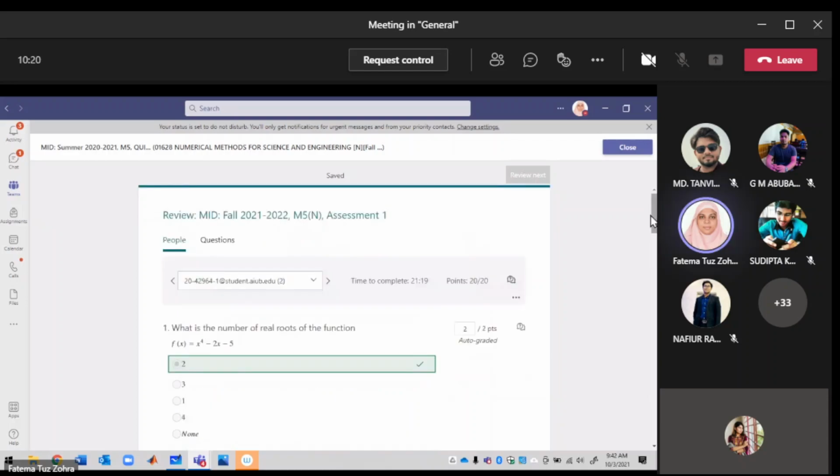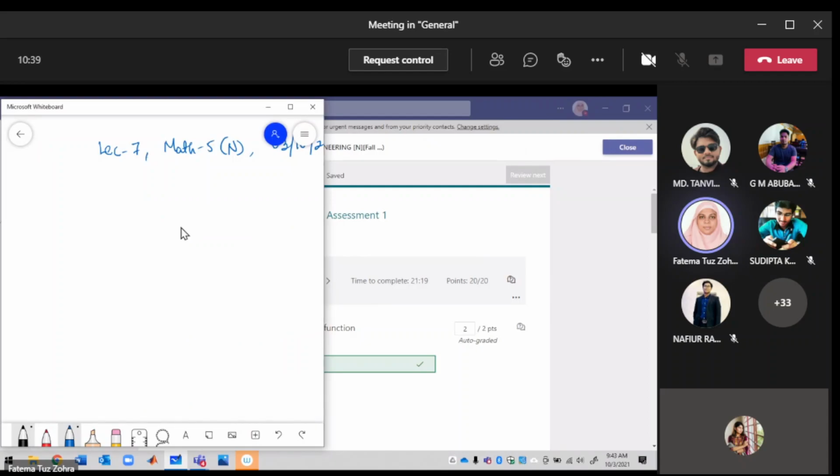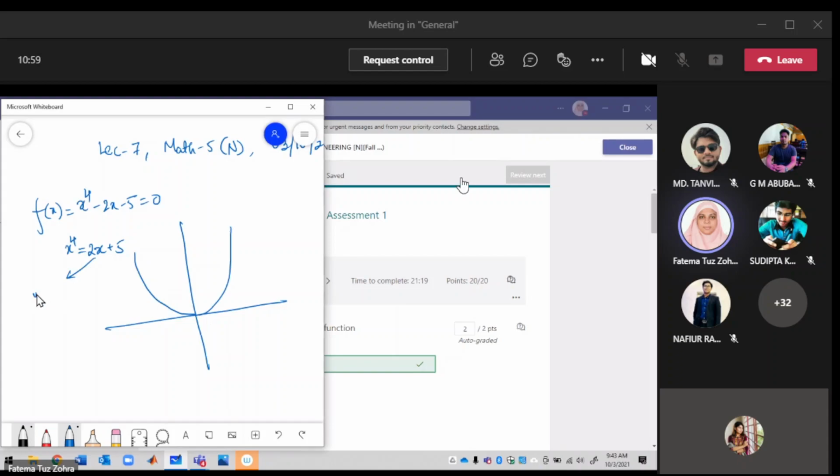So this one is the question. The first question was the number of real roots of the function x to the power 4 minus 2x minus 5. So how do you divide the function? In one side, we'll have x to the power 4 minus 2x minus 5. That is the function we have, which is equal to 0. I need to solve. So one side should be x to the power 4, and another side should be 2x plus 5. So you know the basic one, that is x to the power 4. For 2x plus 5, y is equal to 2x plus 5.